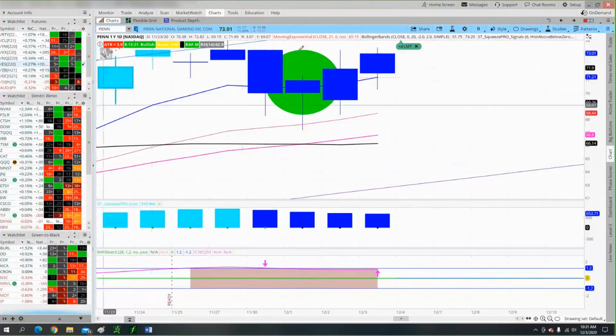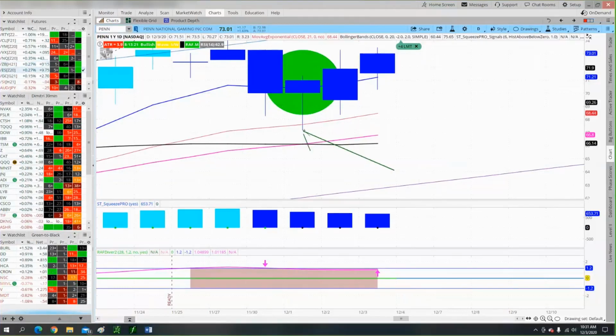What's the entry? 20 cents above the high of the low day or any inside/following day. This is the low day. 20 cents above the high. You would have got in on this candle. You're up today. So easy.